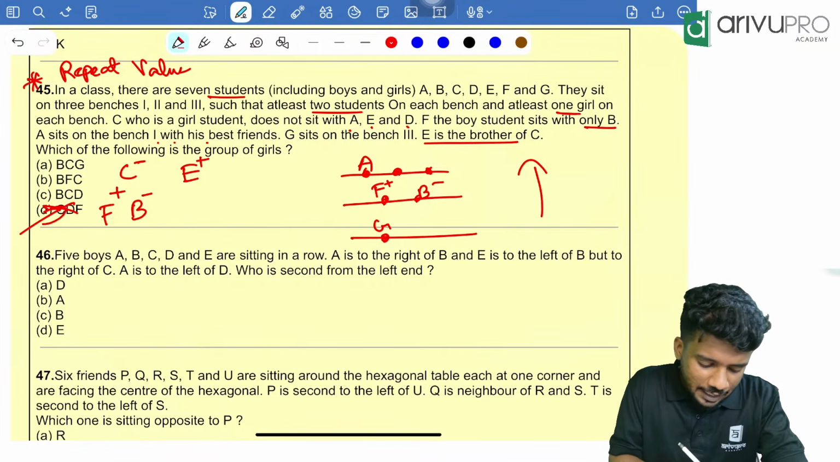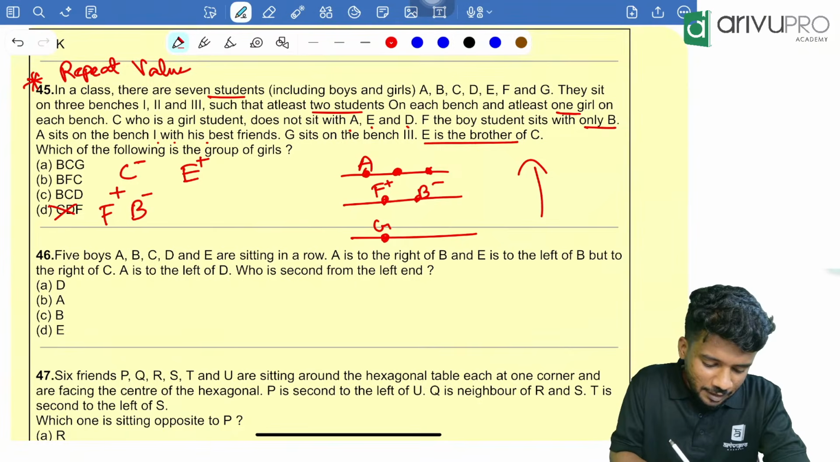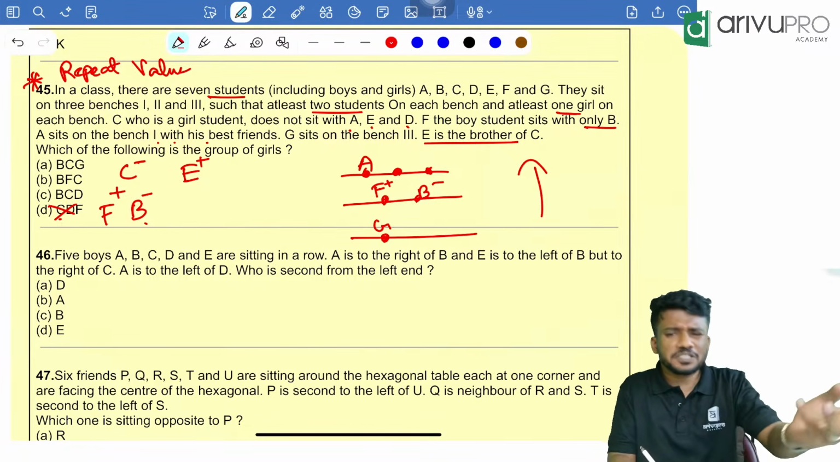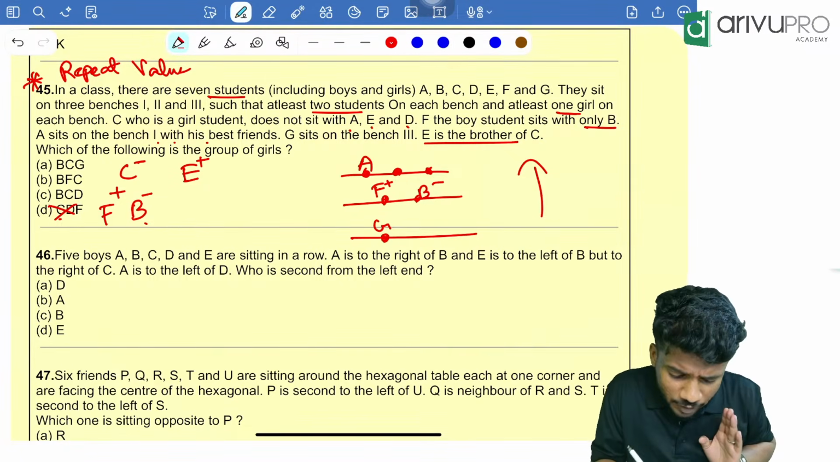Looking at this, we can eliminate some of the options. Option D can be wrong, because B is a girl and B is not there in this. Then C is not in which of the options? In all the other options C is there. So it is fine. Then what is given?